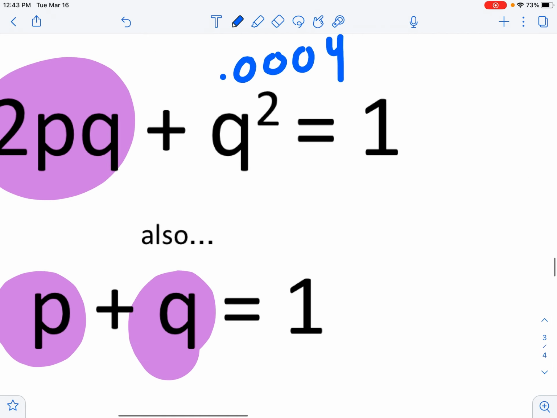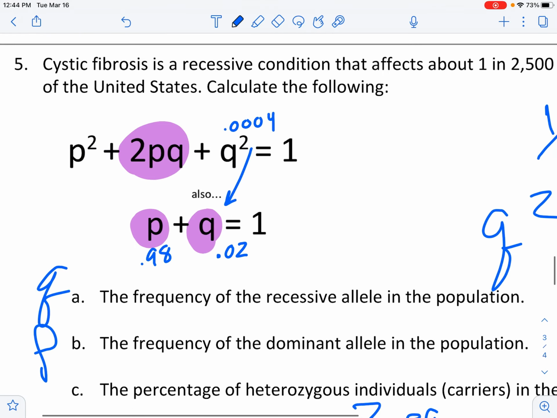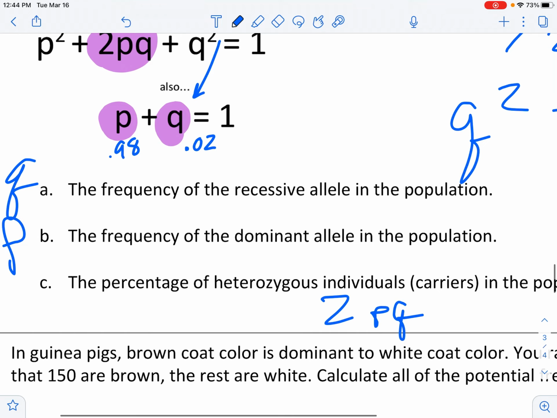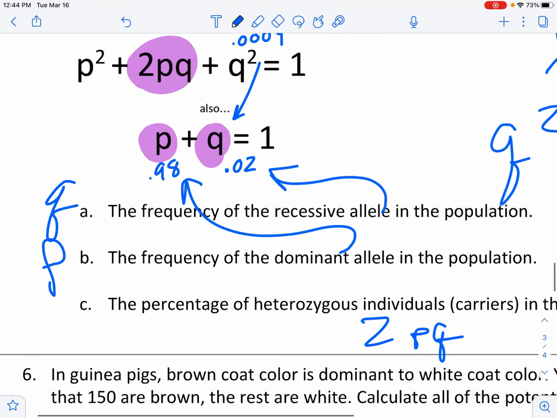0.0004. So again, same pattern, unsquare that. Take the square root of it, 0.0004. It's 0.02, which makes this 0.98. Okay, so I already got the frequency of the recessive allele, 0.02. Frequency of the dominant allele, 0.98. Okay, now let's keep working.